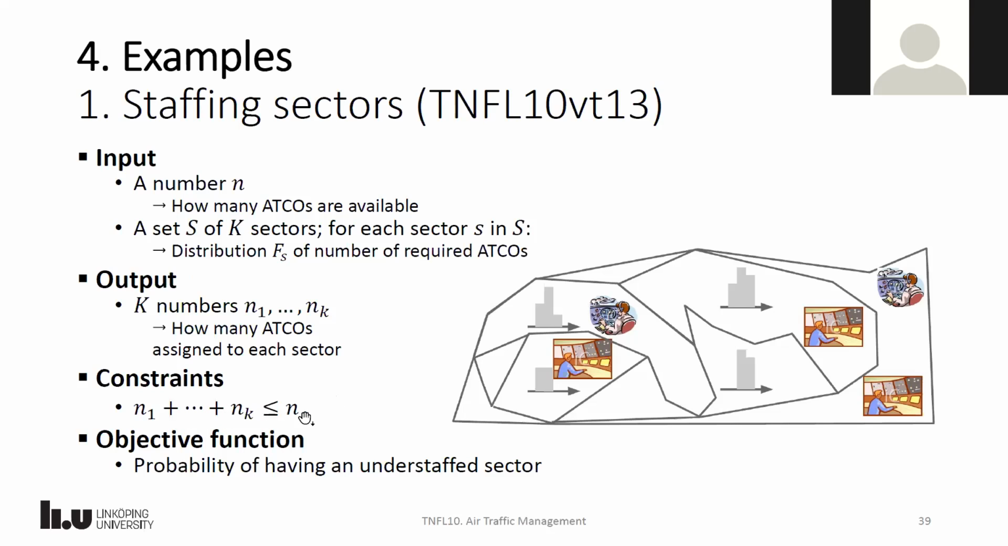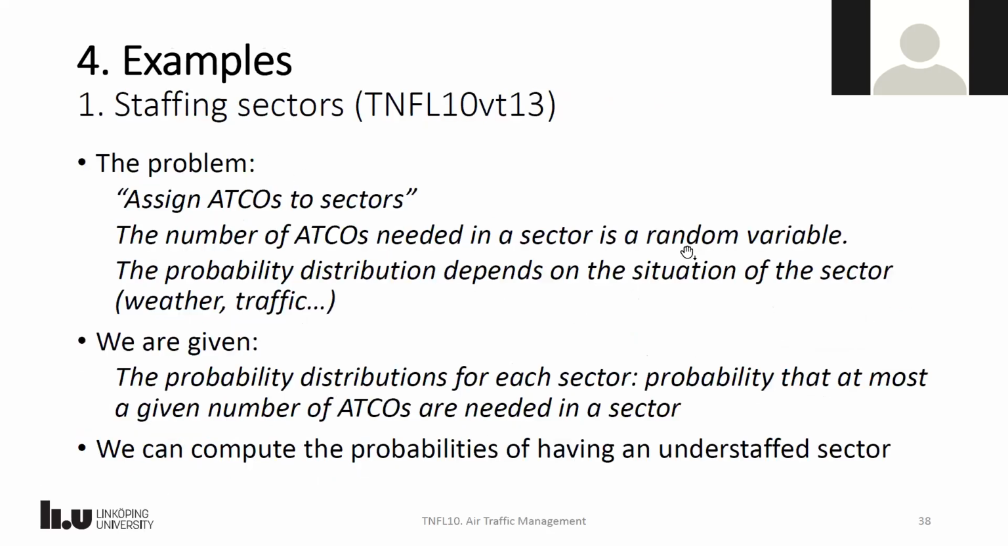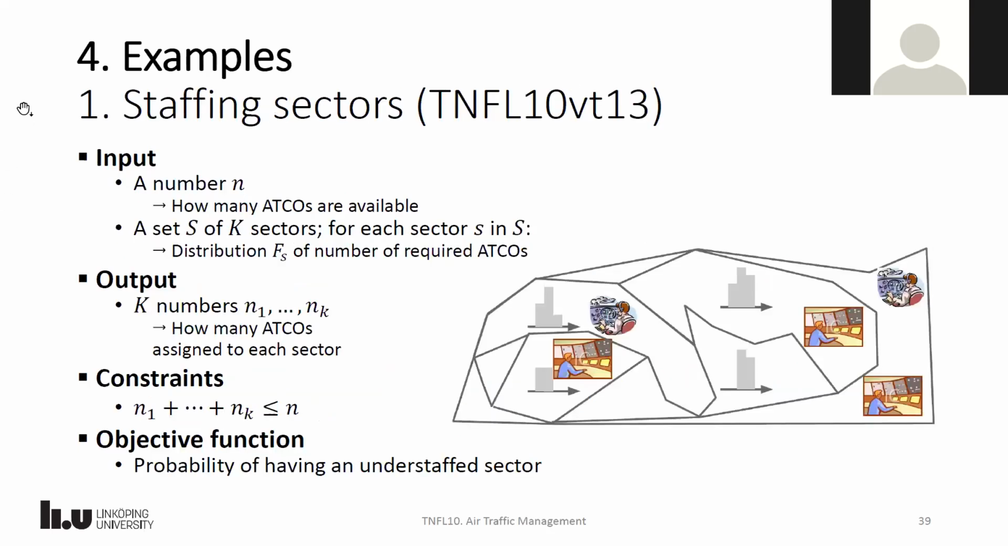The constraints are, of course, that the total number assigned is at most the total available air traffic controllers. And the objective function is the probability of having an understaffed sector. The objective of the problem would be to minimize this probability of having an understaffed sector. So from the information that they found in the papers, they state this problem over here.